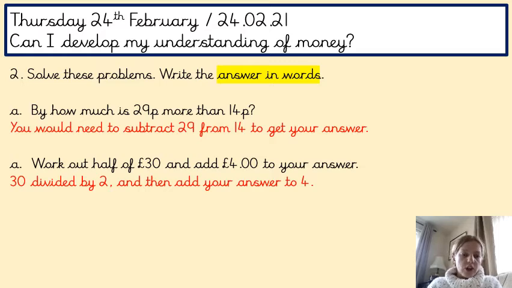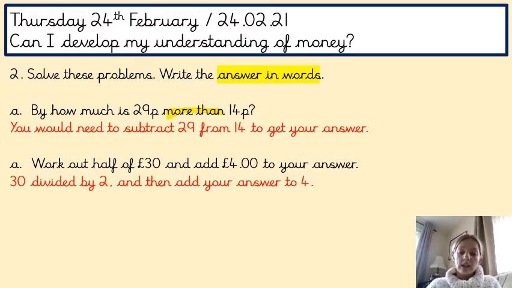Question 2 is asking you to solve these problems and write the answer in words. So it doesn't want the numbers, it wants words. So you need to spell out your answer, okay? So A is asking you, by how much is 29p more than 14p? So when we look at something that is more than, we know it's going to be subtraction, okay?